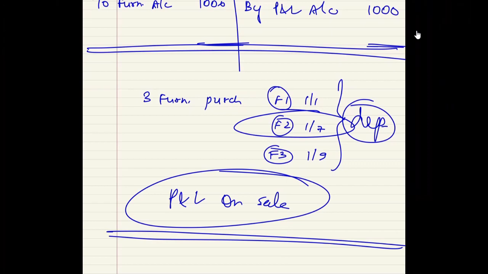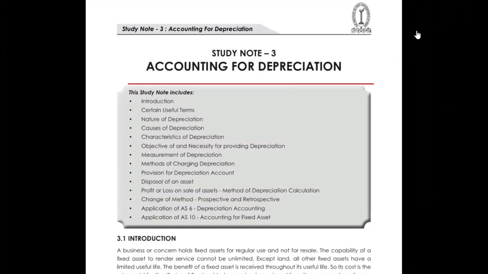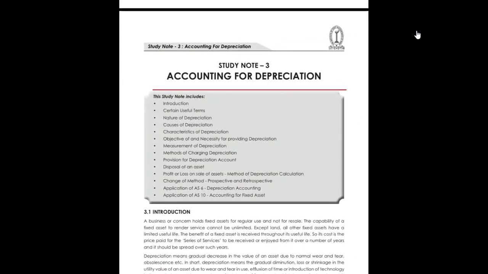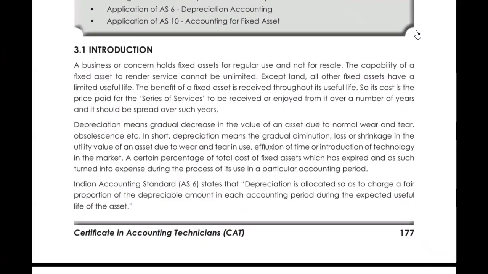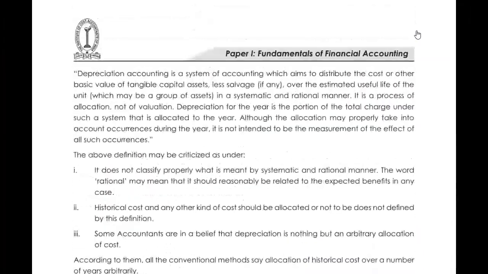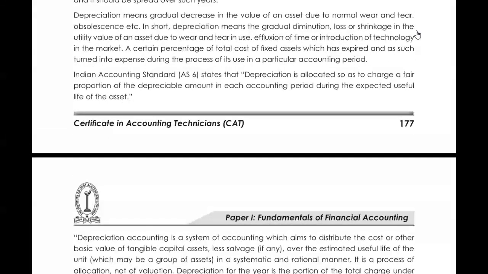But up to this point, there should be no doubt from your end. If there are any doubts, let me know. So let us just complete some of the theory. What is depreciation? So basically, there is Indian Accounting Standard 6 that states that depreciation is allocated so as to charge a fair proportion of the depreciable amount in each accounting period, that is, during the expected useful life of the asset.